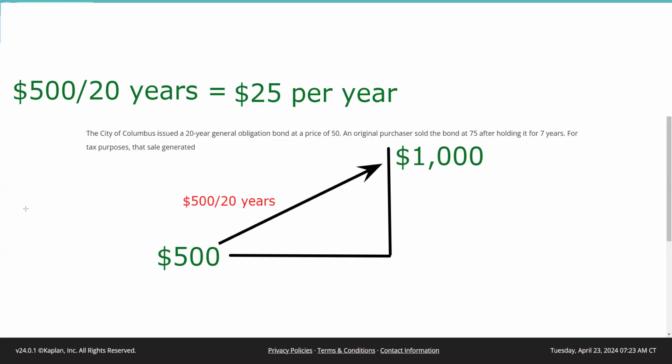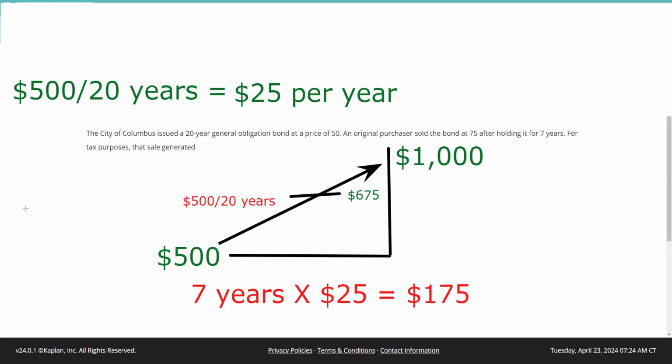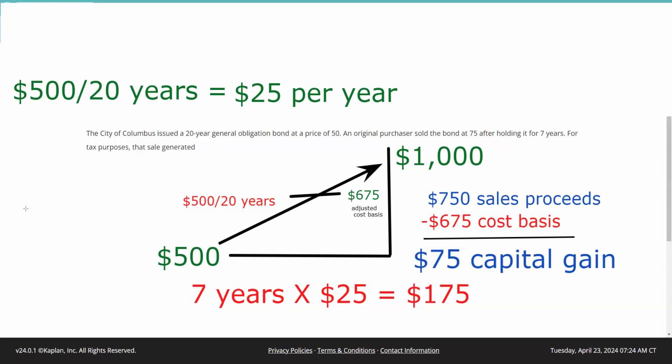All right, so now we've held it for 7 years, and we should have adjusted it by $25. So we should have written this up, accreted our cost base up to $675, right? The 500 plus 7 years at $25, that's $675. It says we sold it for $750. So if we sold it for $750, that's our sales proceeds. Our adjusted cost base was $675. And so the answer to this question is we have a $75 capital gain.